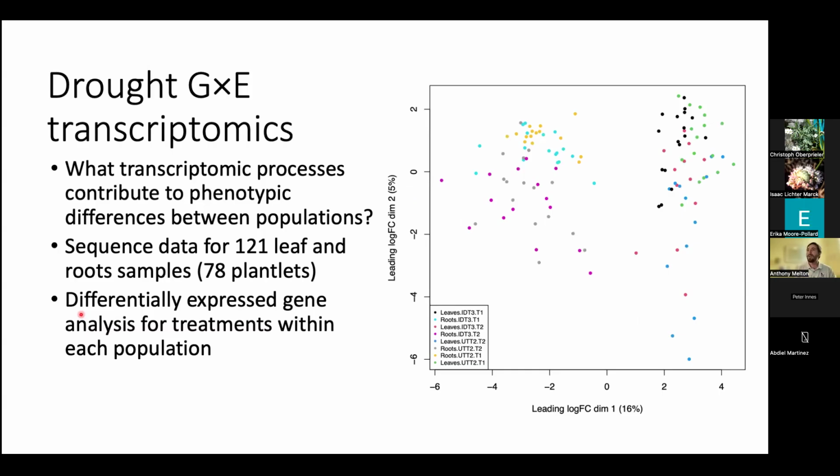And so next we wanted to figure out what may be some of the genetic mechanisms that are determining these different responses that we're seeing between the Idaho seedlings and the Utah seedlings. So from our initial greenhouse experiment, we were able to get RNA sequencing for about 78 plantlets, 121 total leaf and root samples, and perform differential gene expression analyses.